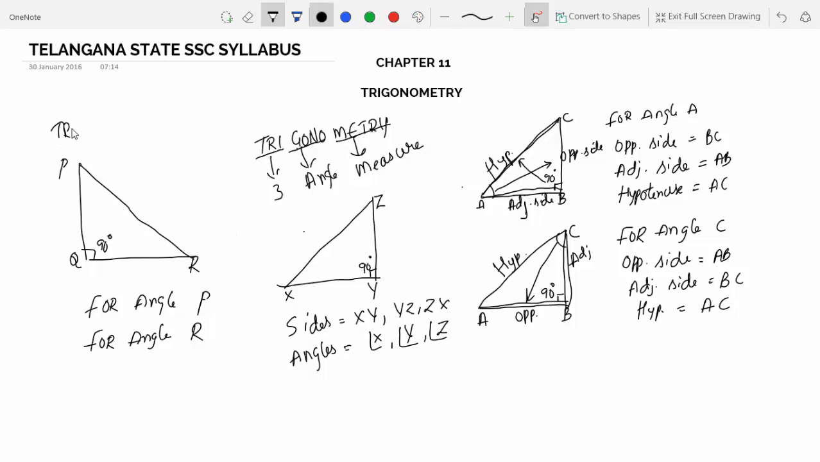I've drawn another triangle here, triangle PQR with angle Q as 90 degree. I would like you all to write down what is the opposite side, what is the adjacent side, and what is the hypotenuse for angle P, and the same goes for angle R. Write down the opposite side, the adjacent side, and the hypotenuse for angle R.